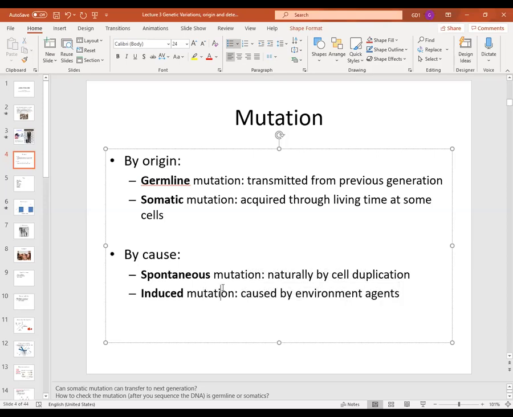Okay, so that's quite basic about the mutation type.